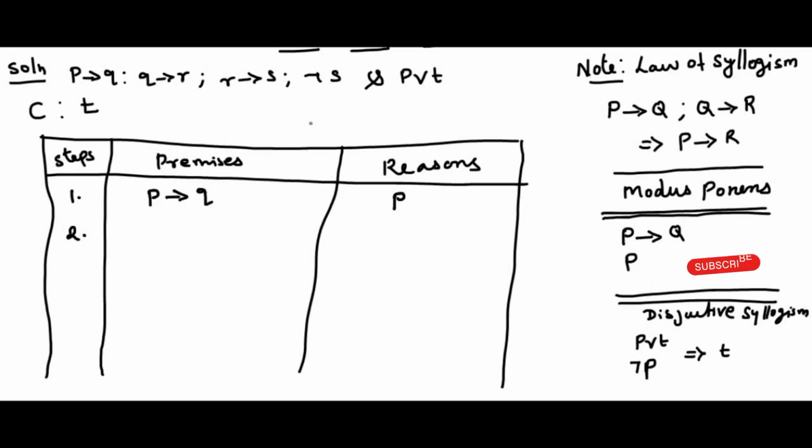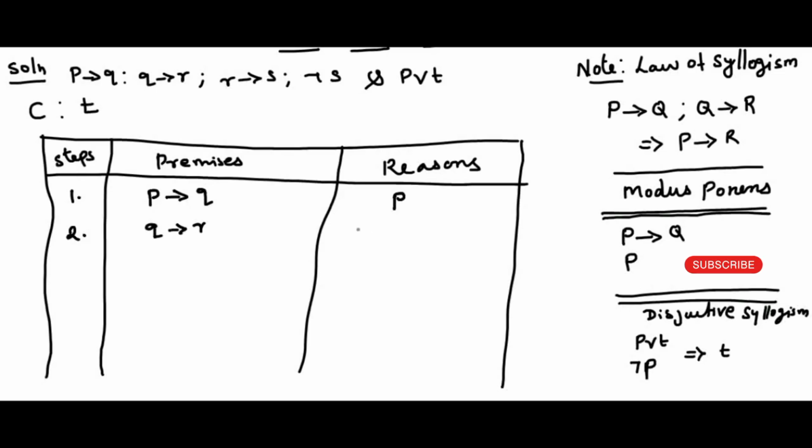You can choose any premise. If you consider P or T, if it is possible, we can write T. Otherwise, we are unable to prove the conclusion statement, so we consider the next premise. Here I am going to consider the second premise as the next step: Q then R.